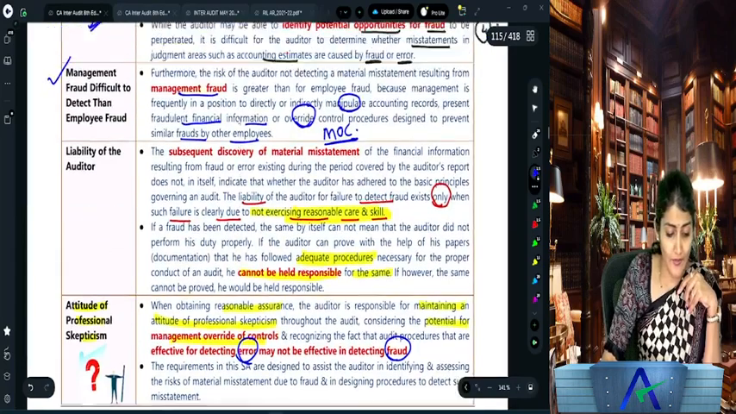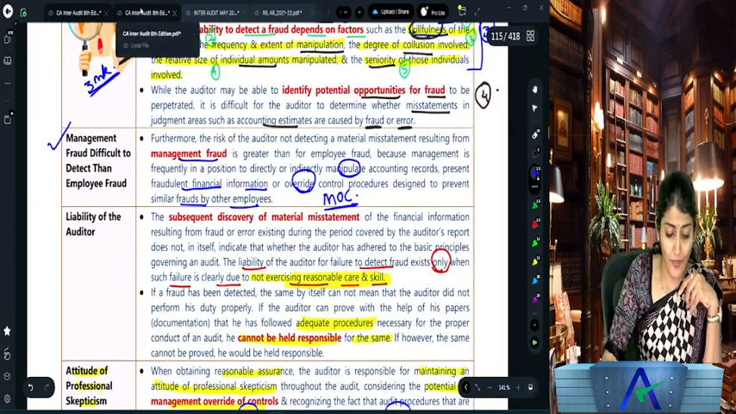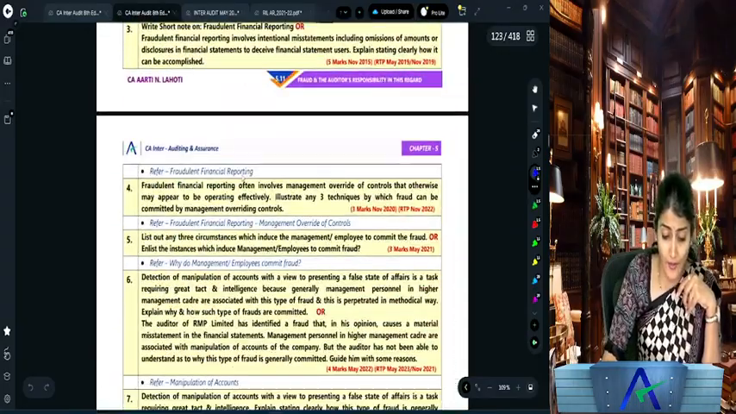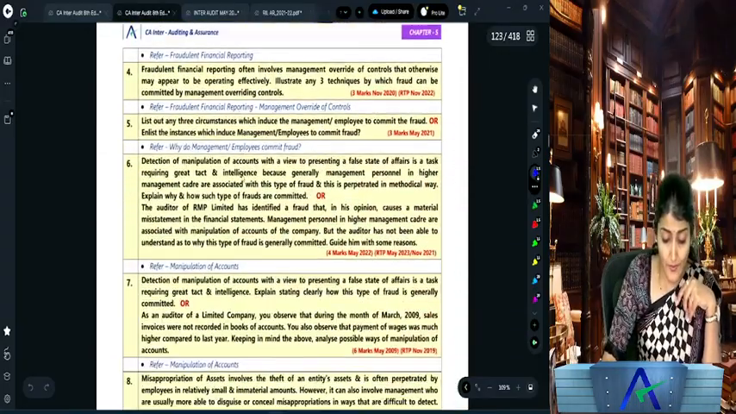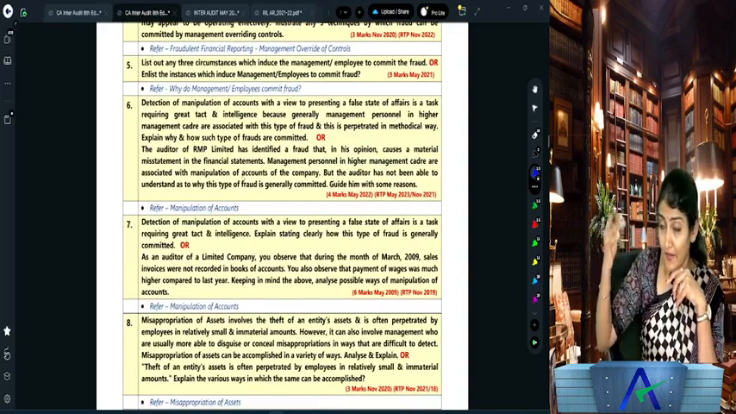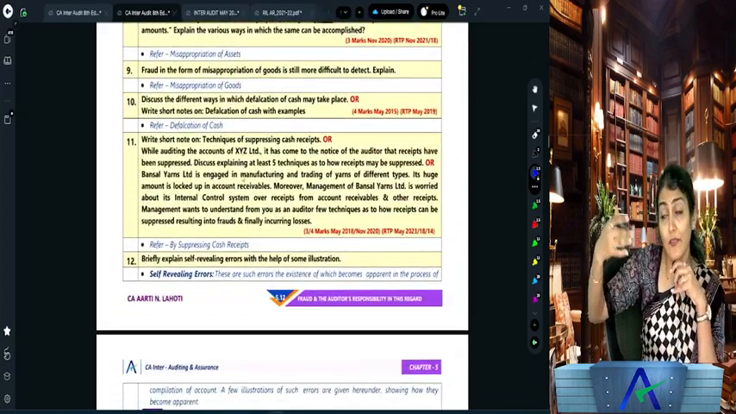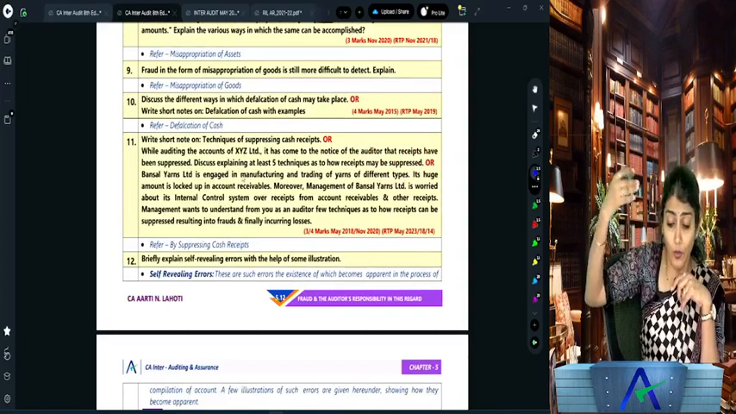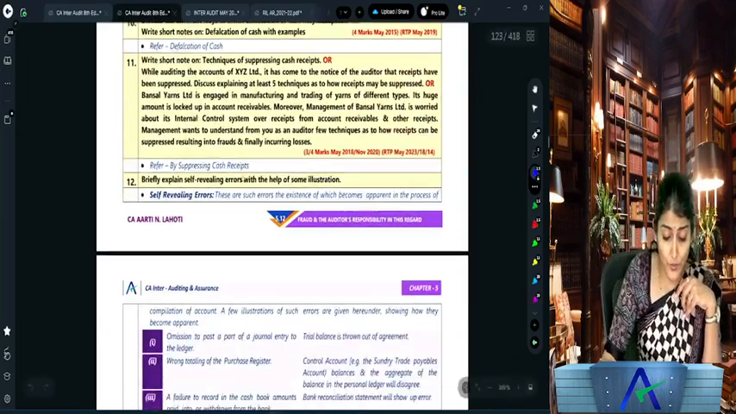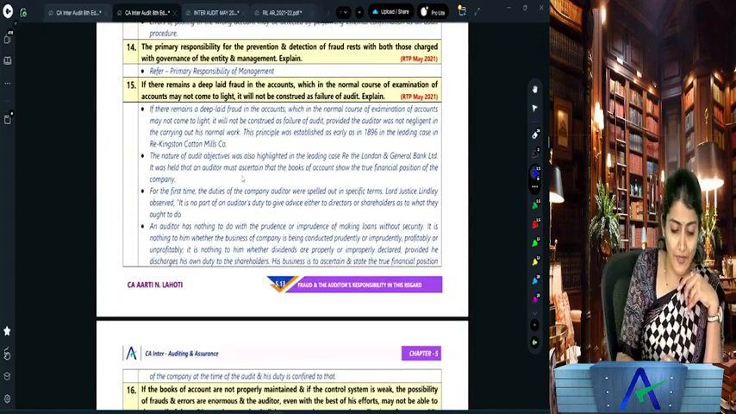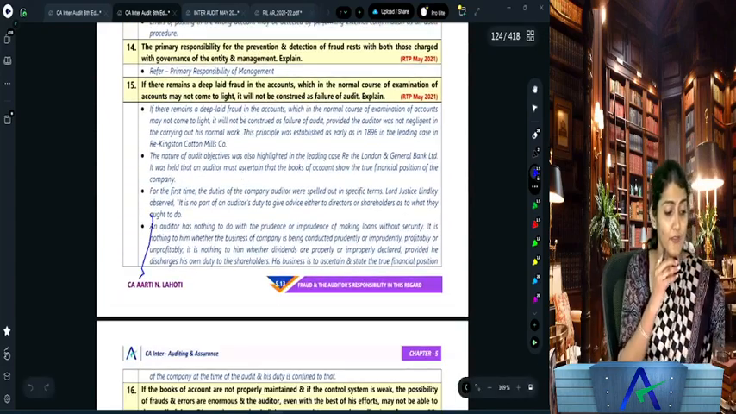What do we say? It is the primary responsibility of the management. Then what is the auditor's objective? To obtain reasonable assurance. Then what do we say? There is an unavoidable risk. Then after that, what do we say? Fraud is more difficult to detect. Then we say management fraud is more difficult to detect. What does the auditor need to show? That he exercised reasonable care and skill. And then he also needs to maintain an attitude of professional skepticism.